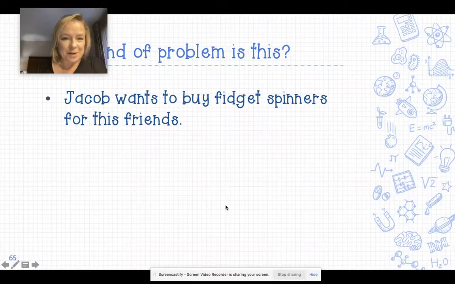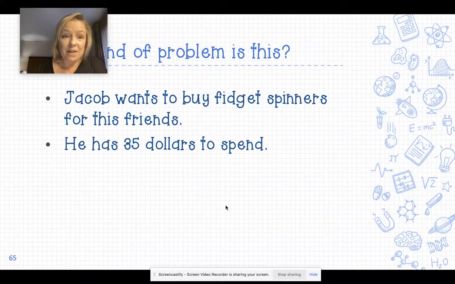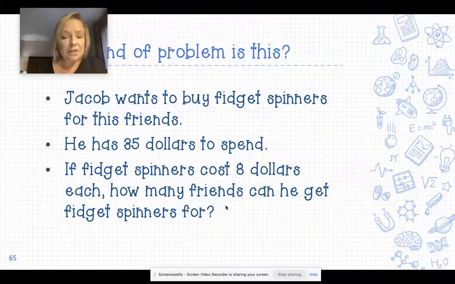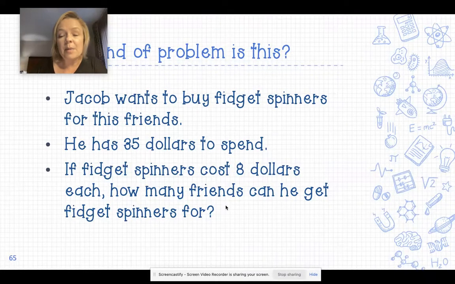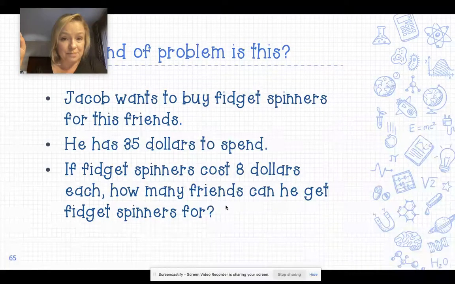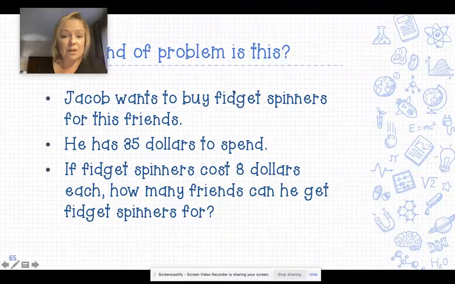Jacob wants to buy fidget spinners for his friends. He has $35 to spend. If the fidget spinners cost $8 each, how many friends can he get fidget spinners for? So this is now a little bit tricky the way this is worded. But let's think. Do we know the number of dollars that Jacob has to spend? And we know that each spinner costs $8. And what we're looking for is how many friends he can get fidget spinners for. Okay, with the $35. So do we know the number of groups? No. So this is measurement division.